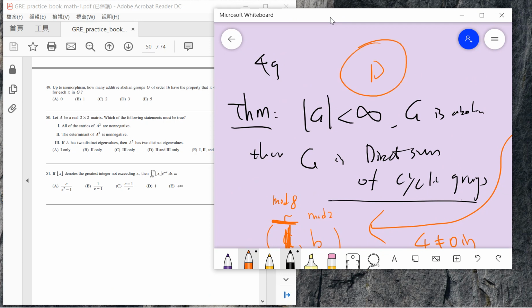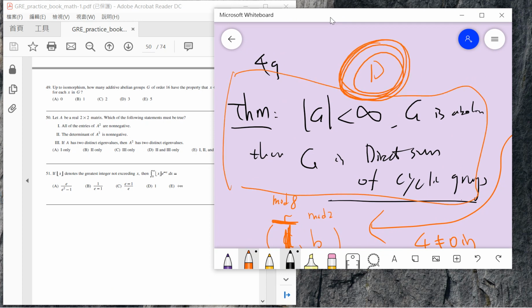The answer is D. This is a common fact in abstract algebra. If you don't know this proof, I will leave a comment and a link below that you can go to check it.